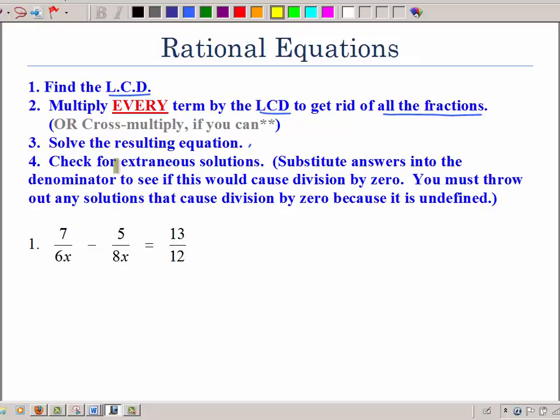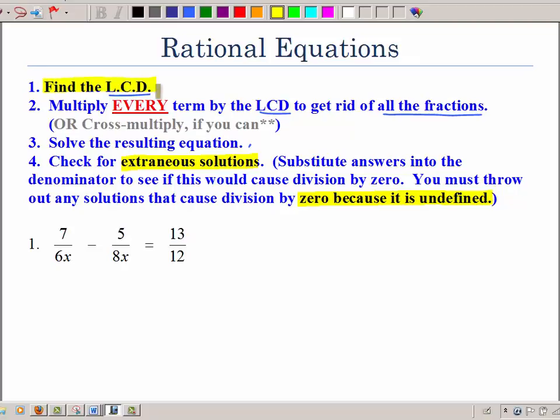We're going to have to check for extraneous solutions, meaning because we started out with some variables in the denominator, we have to be careful to make sure that our answer does not cause us to divide by zero. Dividing by zero is undefined in our math world, so we would have to throw those answers out. And you're saying, wow, that's a lot to remember. We'll get there. Let's just take it a step at a time.